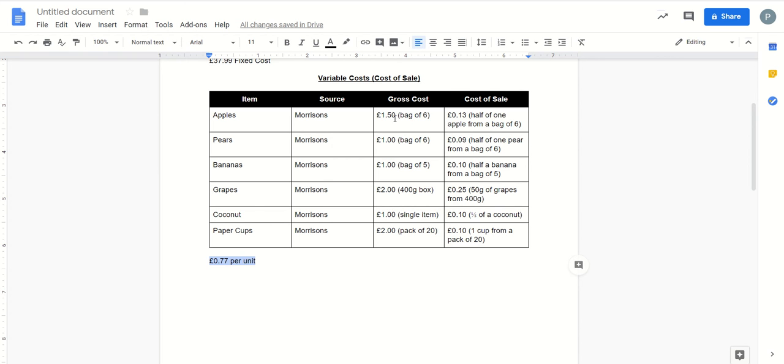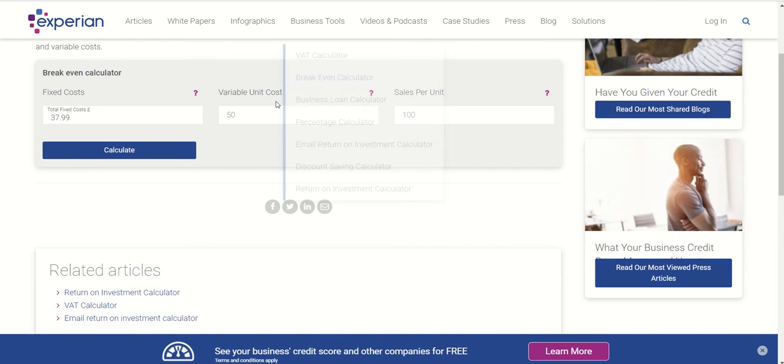So £1.50 for a bag of 6 divided by 6 is obviously 25p. Divide that again by 2 because it's half an apple, and I come up with 12.5. I've just rounded that up to 13 for ease of use. And then I've done the same for the pears, bananas, grapes, coconut, etc. I've ended up with a cost per smoothie for each of these items, added them all together, and got 77p per unit. So I'm going to take that 0.77 and put it in here.